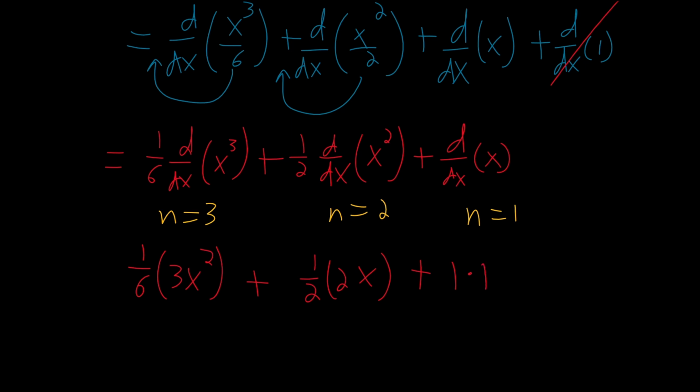And adding all these together and simplifying the fractions, please simplify your fractions, we find this is going to be x squared over 2 plus x plus 1. And that right there is our derivative.